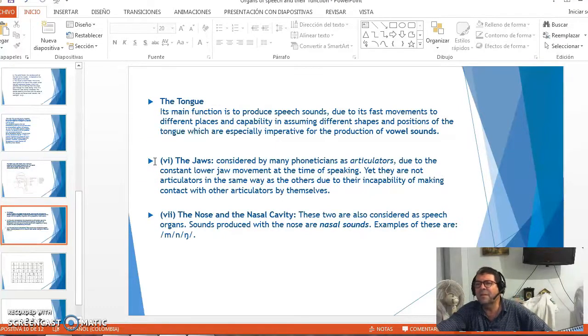Yet, they are not articulators in the same way as the others, due to their incapability of making contact with other articulators by themselves. The nose and the nasal cavity. These two are also considered as speech organs. Sounds produced with the nose are nasal sounds. Examples of these are m, n, ng.